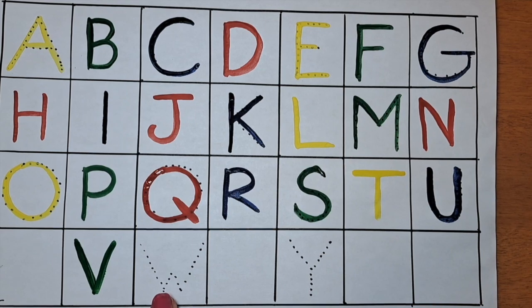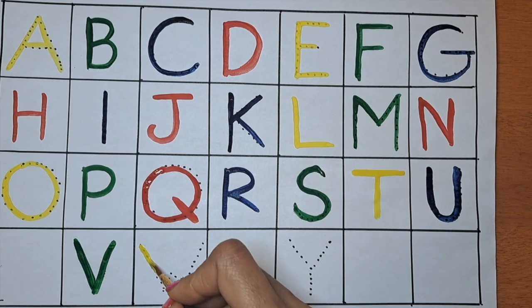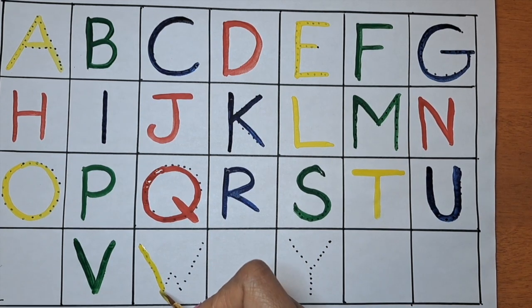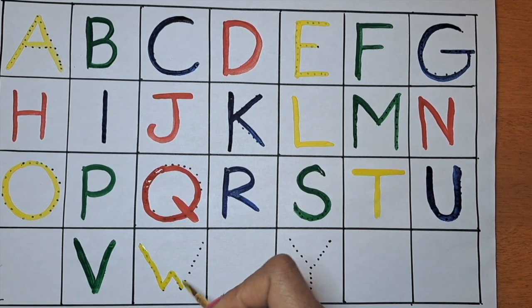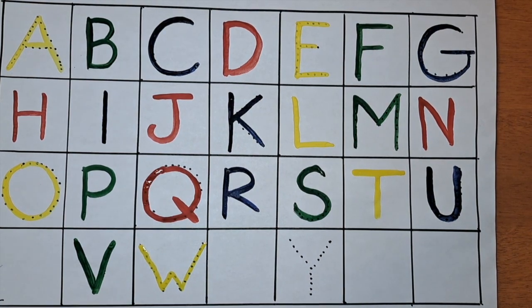What is the next letter? W. Can we color this W with the yellow color? W for wheels. W for wheels.